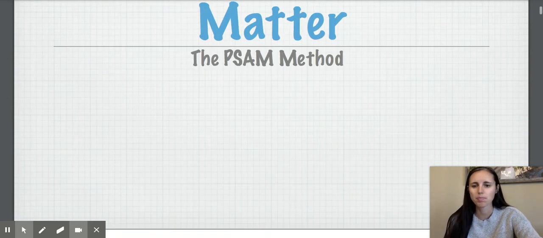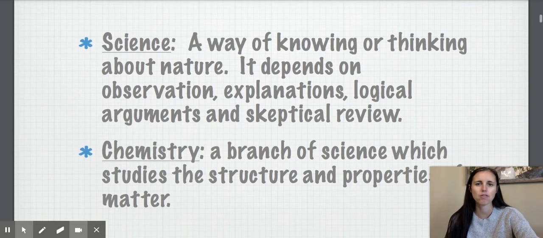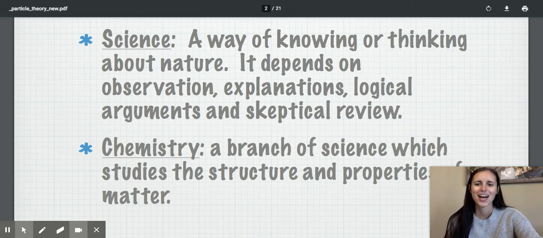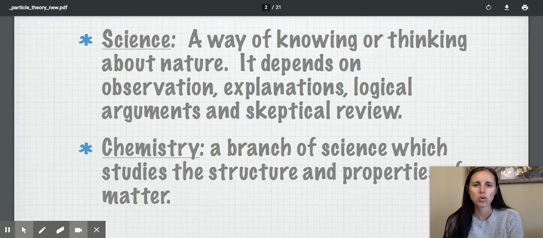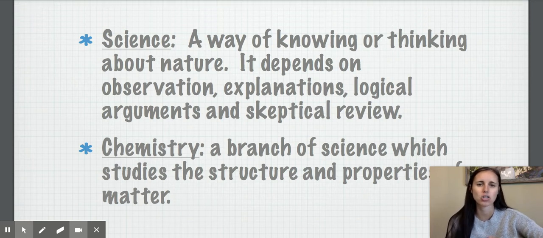So before we get to particle theory, let's actually talk about what chemistry is. So this is our first branch of science that we study. I'm impartial. I love chemistry. We all know that. Before we talk about chemistry, let's talk about what science is. So a great definition of science, it's a way of knowing or thinking about nature. So it's a way that you can actually observe nature or the world around you. It's going to depend on observations, explanations, logical arguments, and skeptical review.